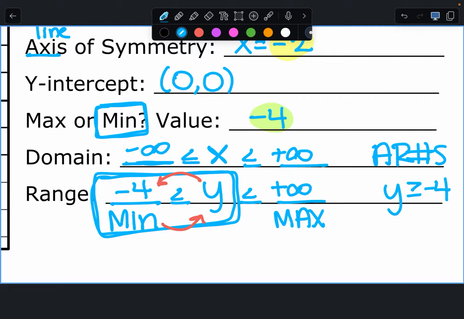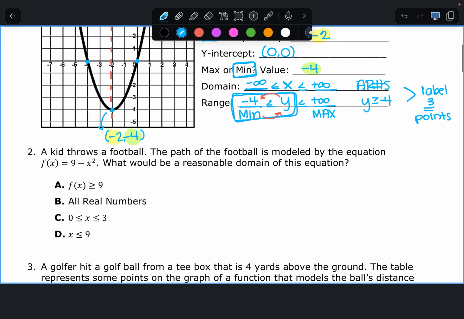Number 2. A kid throws a football. That means that there is a story. And if we have a story to it, that means we have to stay in what quadrant? The top right one first. What is it called? First quadrant. Top right one. First quadrant. Okay? Now, if there is a story, that means my answer cannot possibly be all real numbers. Get rid of it.